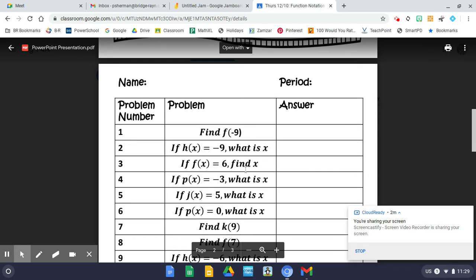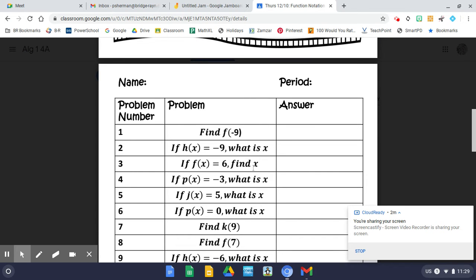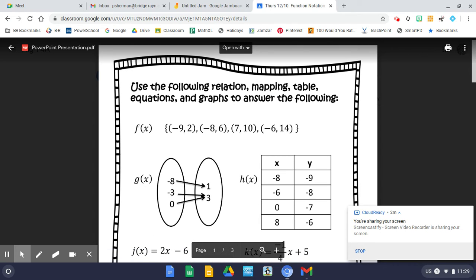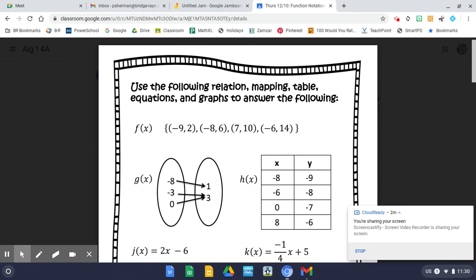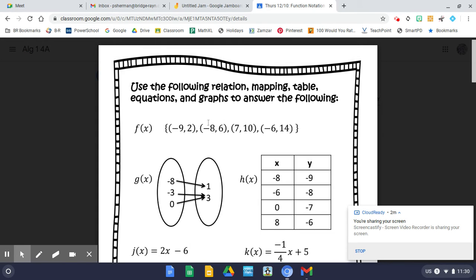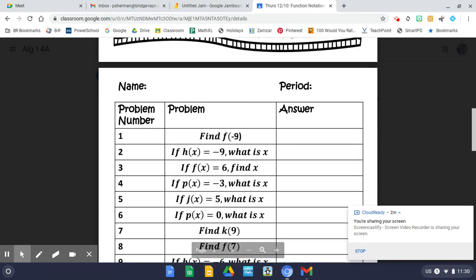So let's look at another one. If f of x equals 6, find x. So remember now it's f of x equals 6, aka the output is 6. So I'm pointing at this like you can see me, but I'm looking at my outputs. If my output is 6, that means the x that goes with it would be -8. So that would be your answer to that one.